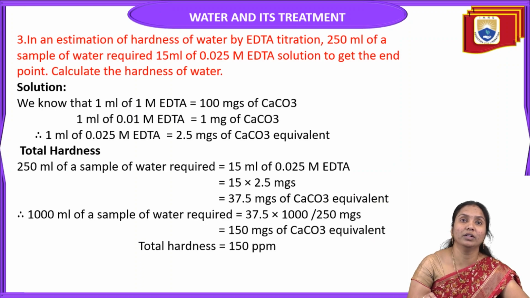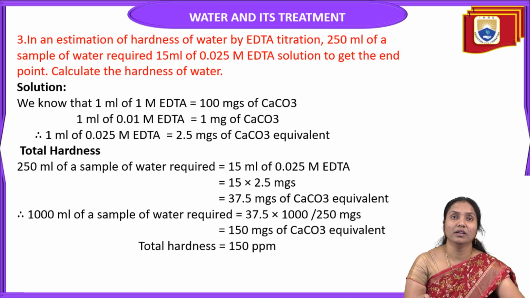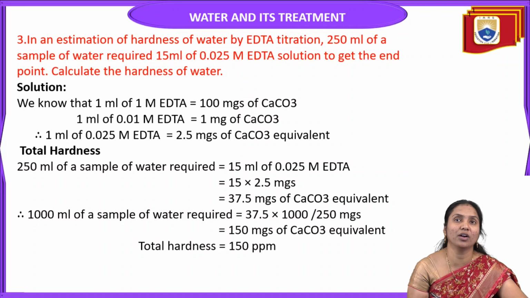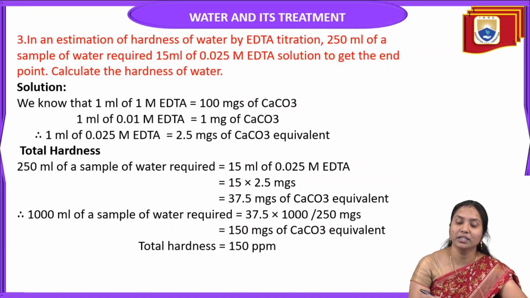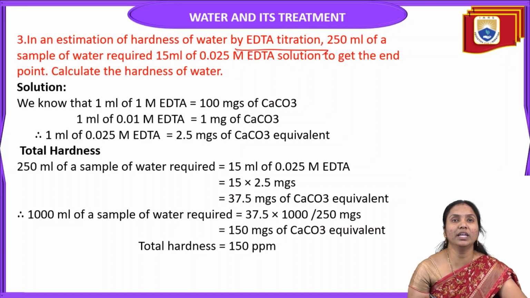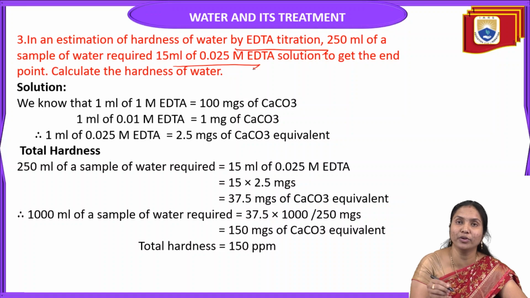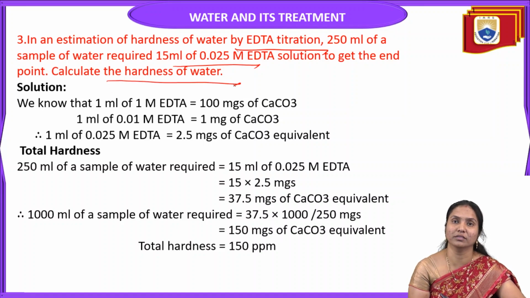So one more problem we'll discuss based on the EDTA method. Here, in the estimation of hardness of water by EDTA titration, 250 ml of a water sample required 15 ml of 0.025 M EDTA solution to get the end point. So calculate the hardness of water. A simple problem here.